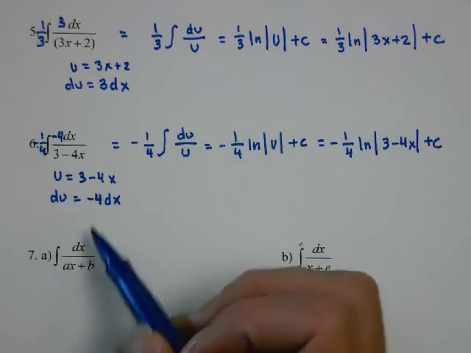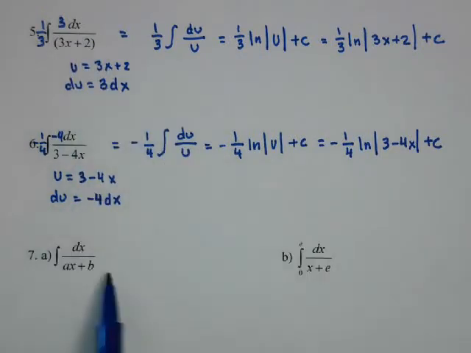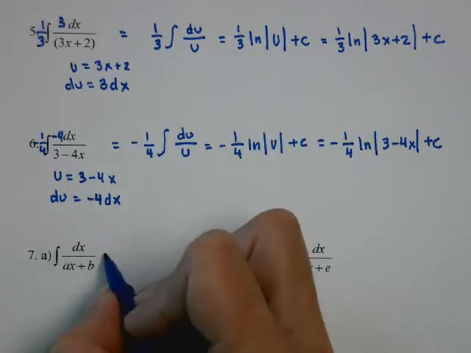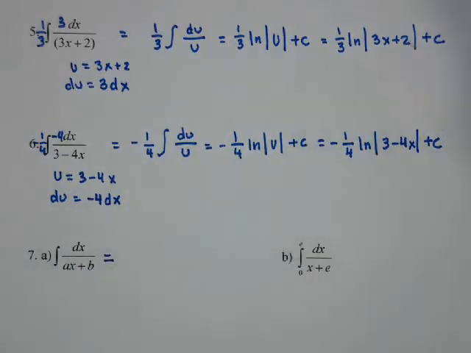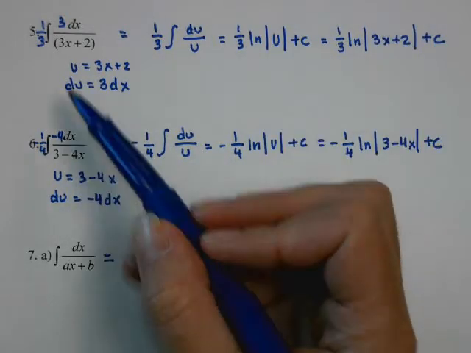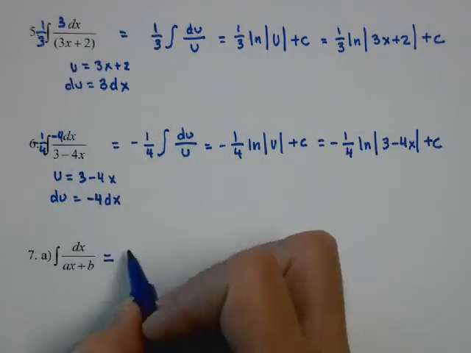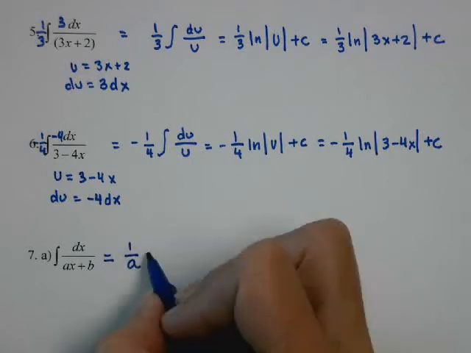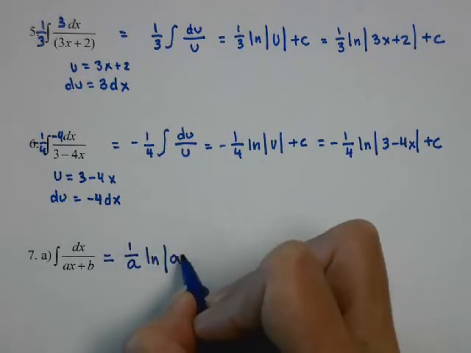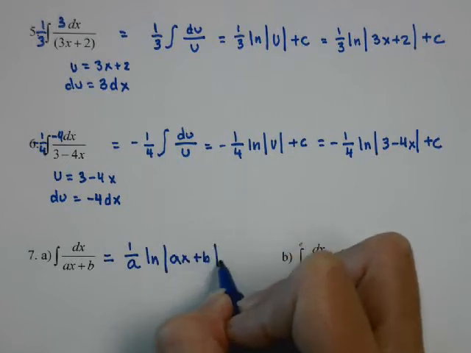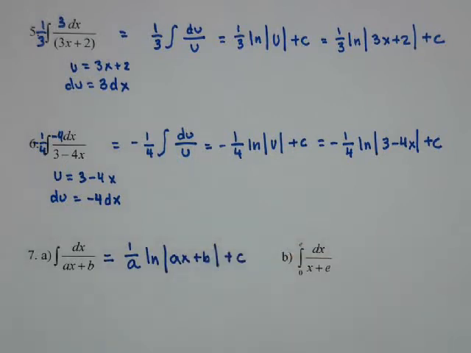So both of these followed this pattern where the denominator was just a linear function. So we can generalize that. On the outside, we had 1 over 3 and 1 over -4, which is coming from that coefficient, which in this case is a. So 1 over a, natural log, absolute value of ax plus b, plus c.